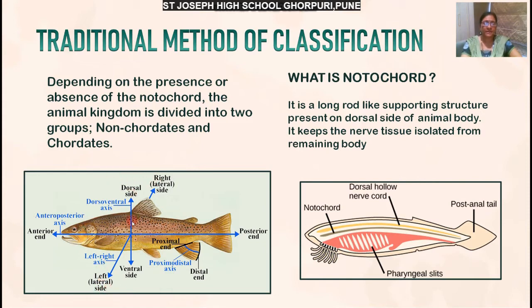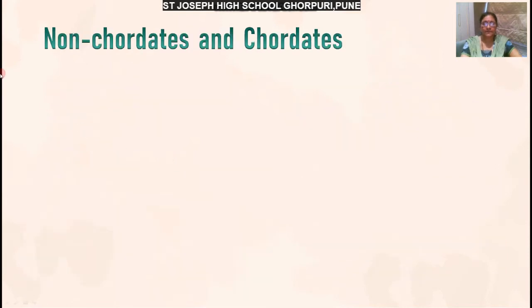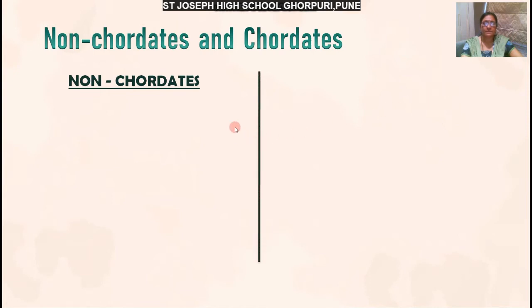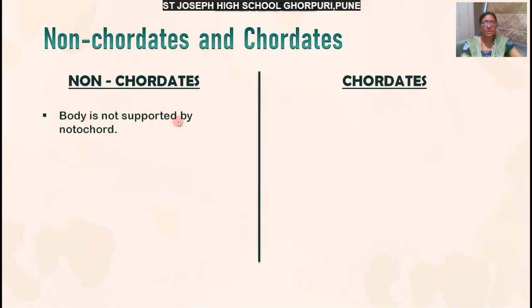The dorsal side facing the sky, the ventral side facing the ground, and the side parts are called the lateral sides. Now let us see the characters of non-chordates and chordates. First, in non-chordates the body is not supported by a notochord, whereas in chordates, the body is supported by the notochord. We'll be studying the distinguishing characters at the same time.